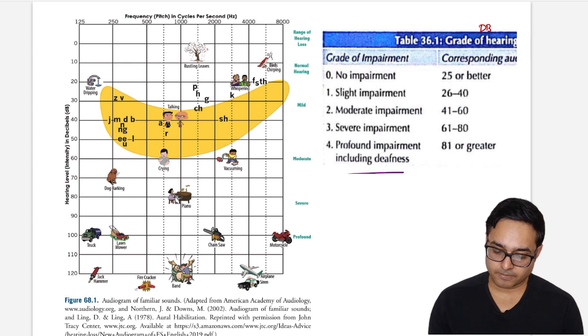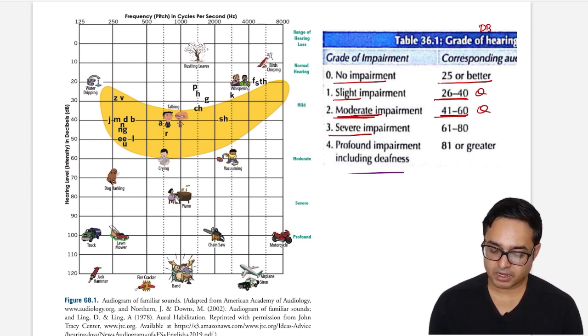So, no impairment is 25 decibels or better, so it is no hearing loss. Slight impairment is 25 to 40. You can remember 25 to 40. Moderate impairment is 40 to 60 decibels. Severe impairment is 60 to 80 decibels, and profound impairment, including deafness, is 80 to more than 80.